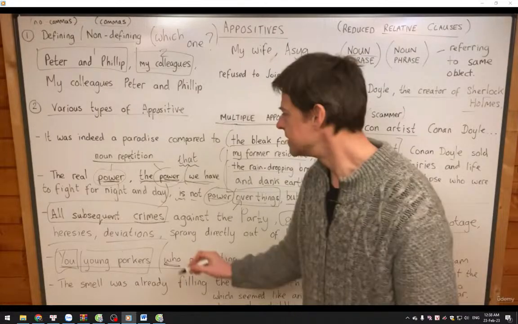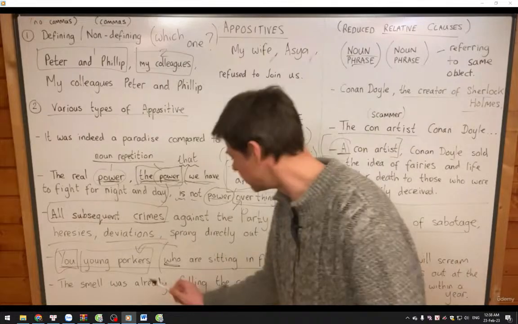This is why this is a noun phrase, because the power is the main word there, and that we have to fight for day and night describes power. Just like young porkers, or you, is the main word here, and who are sitting in front of me describes those young porkers. Anyway, you've got a very long noun phrase there. You young porkers who are sitting in front of me. Every one of you will scream your lives out at the block within a year.